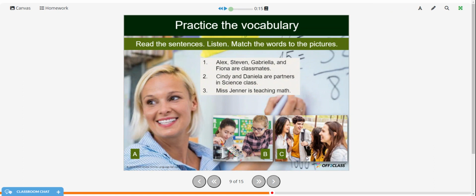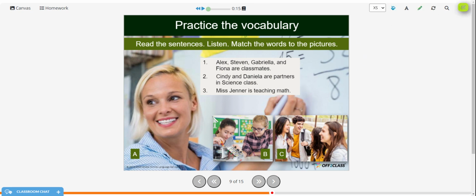All right, read the sentences, and then we'll match the words to the pictures. Alex, Stephen, Gabriella, and Fiona are classmates. Cindy and Daniela are partners in science class. Miss Jenner is teaching math.